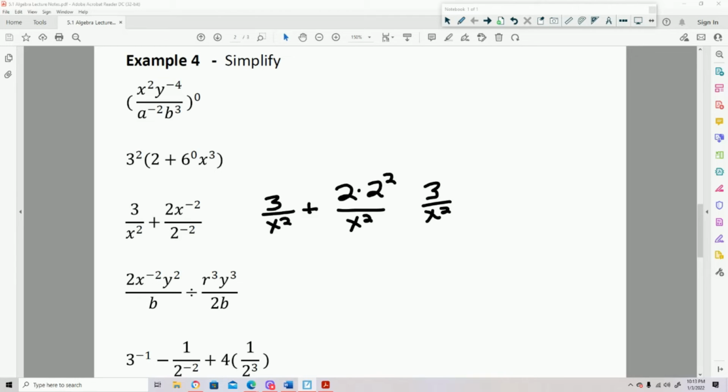Now we're going to multiply this, so do the exponent first. 2 to the second is 4. 4 times 2 is 8. So we have 8 over x squared. Notice the denominators are exactly the same. So when they're exactly the same, you can add the fractions, and you get 11 over x squared. And we're going to leave it just like that. Again, a little tricky, but not too bad if you just take each part on its own.